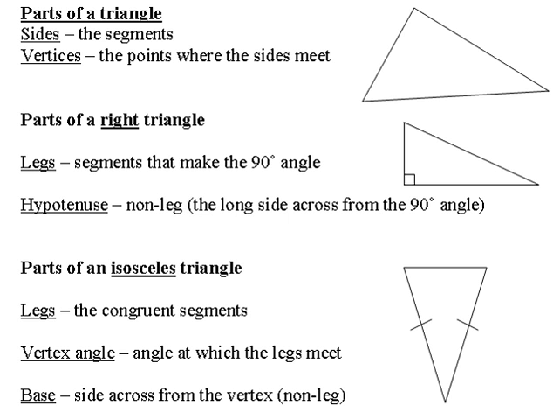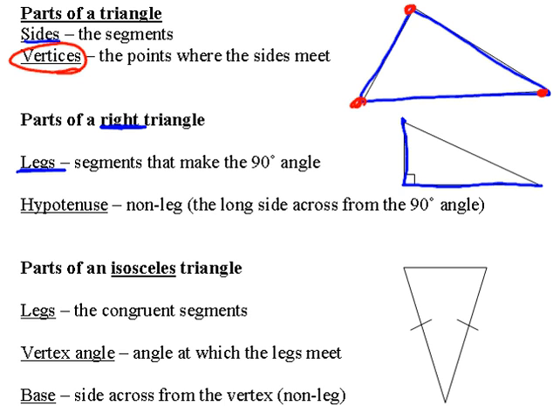All right, very quickly, the parts of a triangle. The sides are the segments that make up the triangle. The vertices are the 3 points where the sides meet. So when we describe a vertex, that's what we're talking about. Now, right triangles and isosceles triangles have some special names we need to remember. For a right triangle, the legs are the 2 segments that make up the 90-degree angle. And the hypotenuse is the longest side.